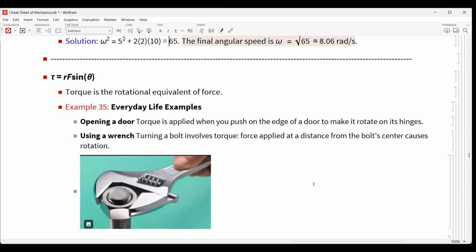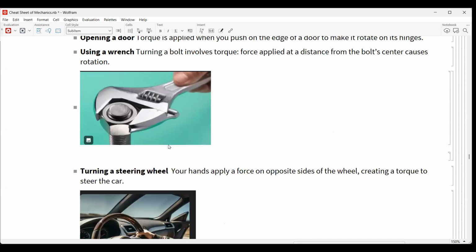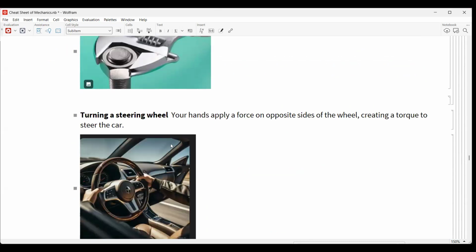So we have the torque here. A torque is the rotational equivalent of force. Everyday life examples: opening a door. A torque is applied when you push on the edge of a door to make it rotate on its hinges. Using a wrench, turning a bolt involves a torque. A force applied at a distance from the bolt's center causes rotation. Turning a steering wheel: your hands apply a force on opposite sides of the wheel, creating a torque to steer the car.